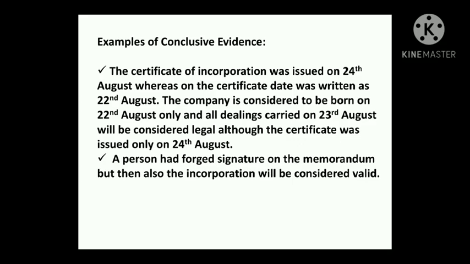And the next example is, after the issue of the registration certificate, it was found that a person had forged a signature on the memorandum. But even then the incorporation will be considered valid. From all these, we can understand, even when a company gets registered with illegal objects, the birth of the company cannot be questioned. That means the certificate of incorporation is so crucial. So the registrar has to go very carefully before issuing it.